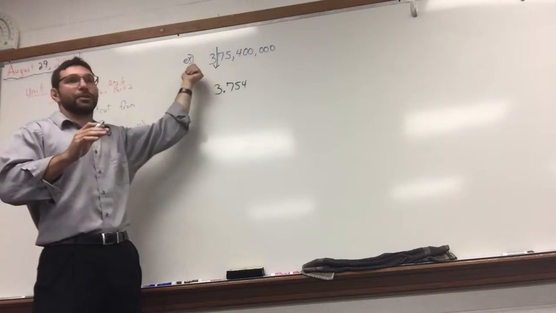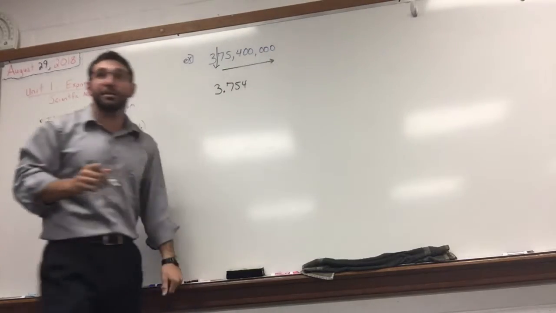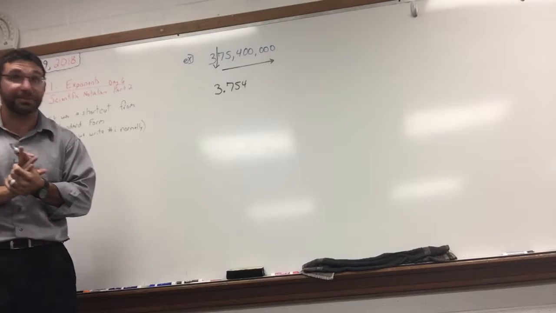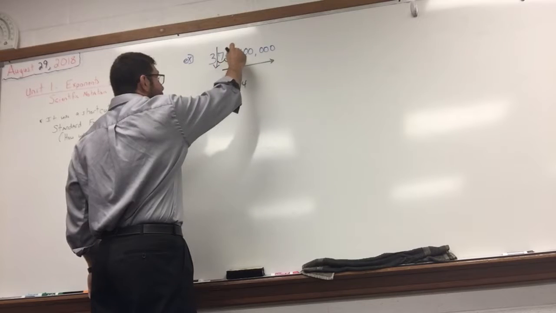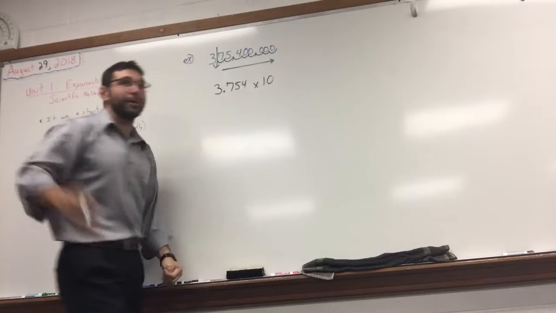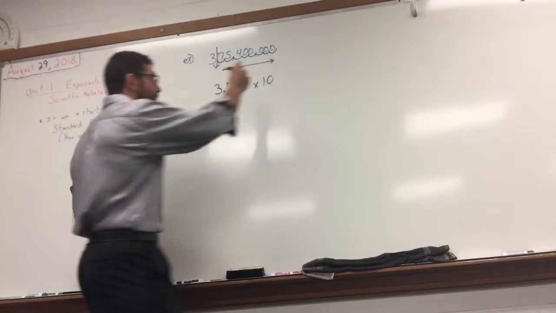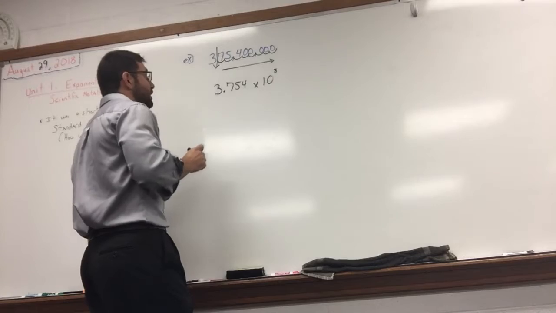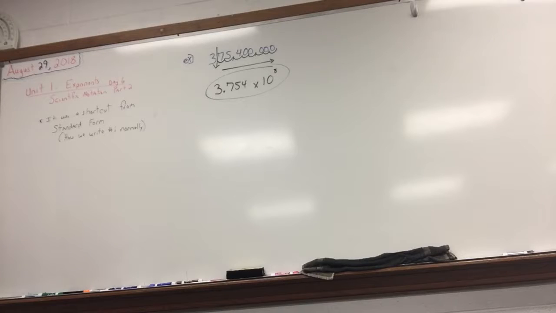Now that I've put my line between the 3 and the 7, where does the number end? Does the number end at the 3 or does it go to the right? To the right. There is a reason that we're using bunny hops. Please use the bunny hops because you're going to need them today. I'm now going to count from my line to the end of the number. 1 bunny hop, 2, 3, 4, 5, 6, 7, 8. Our base is always times 10, because each number value is another power of 10. What is my exponent going to be with that 10? 8. So 375,400,000 can be written as 3 and 754 thousandths times 10 to the 8th. Scientific notation. Easy?